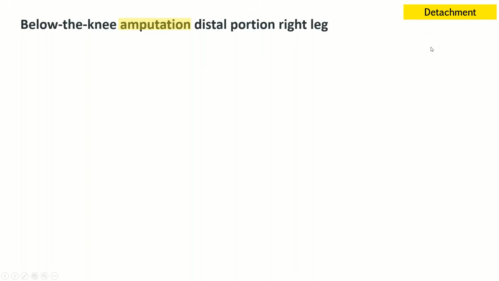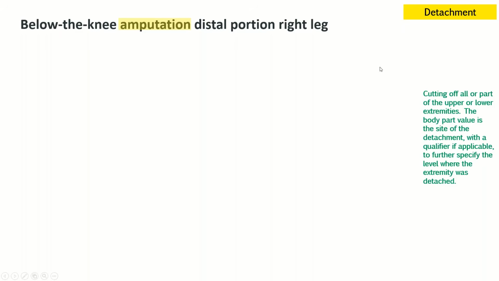All amputations of extremities are detachments, and remember that the definition of detachment is cutting off all or part of the upper or lower extremity. The body part value is the site of the detachment, with the qualifier, if applicable, to further specify the level where the extremity was detached. We're going to do something a little different because that 7th character qualifier needs to be further specified, and I'm going to show you something.